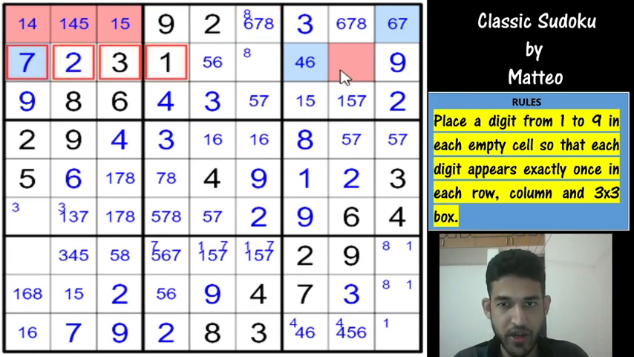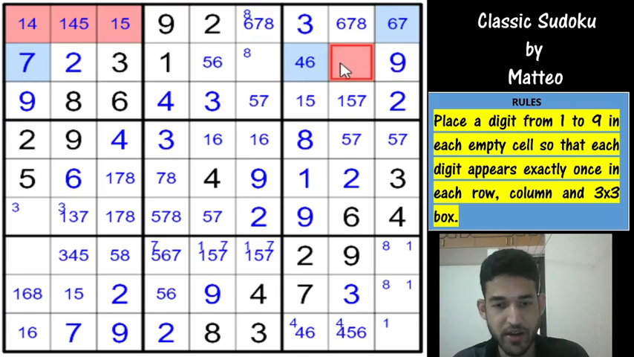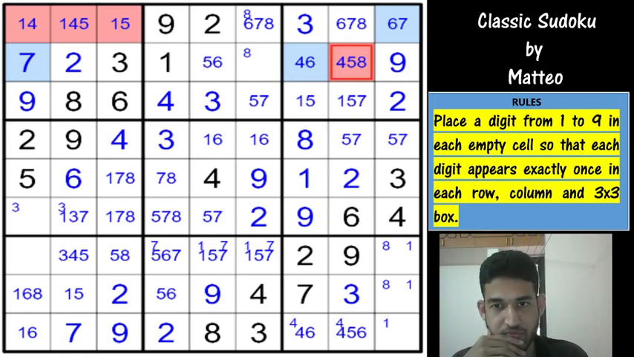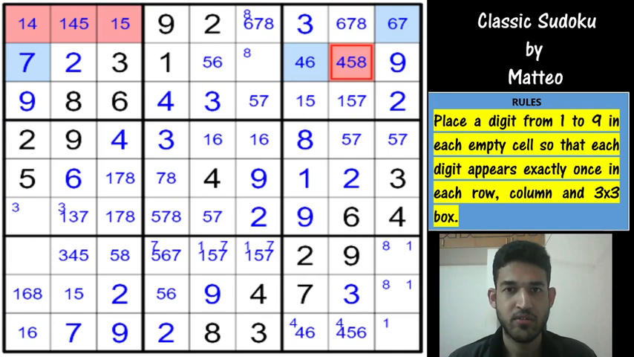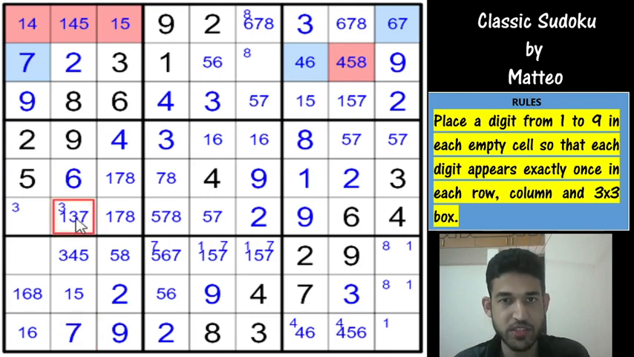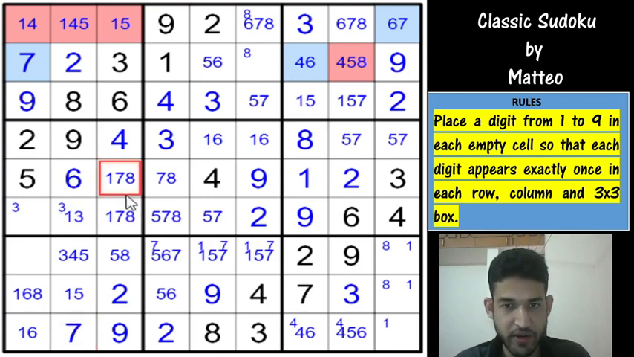So 1, 2, 3, 7 and 9. So this cell must be 4, 5 and 8, right? Because 6 is here. So this must be 4, 5 and 8. 17 minutes. The video has gone for 17 minutes. I have a 7 here, so this cell is not a 7. So 7 must be in one of these cells. Okay. So for what it's worth, let me mark a corner pencil mark here.